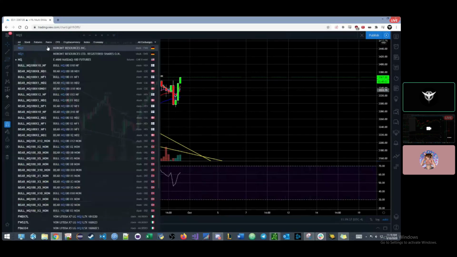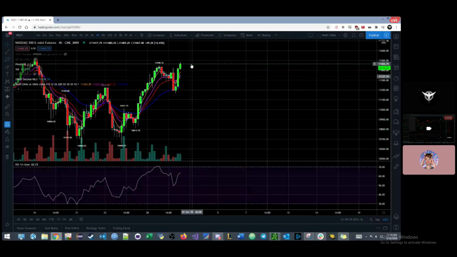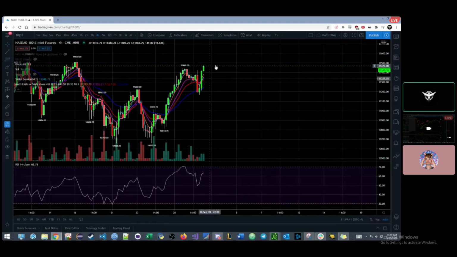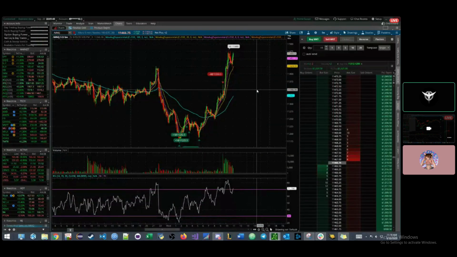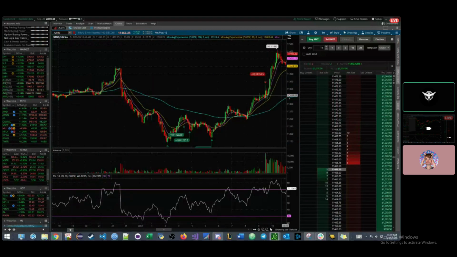So I wanted to play NQ instead of ES just because it's generally more bullish. I just wanted to play the tech sector. And so that was basically me waiting for the 5-minute, the 15-minute, and the hourly to all get oversold, and then I started basically just scaling in.